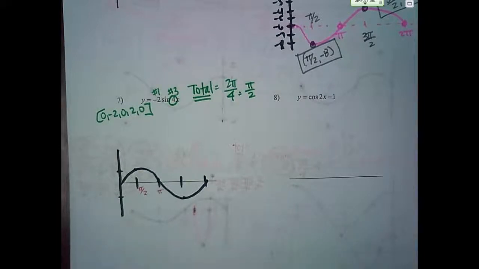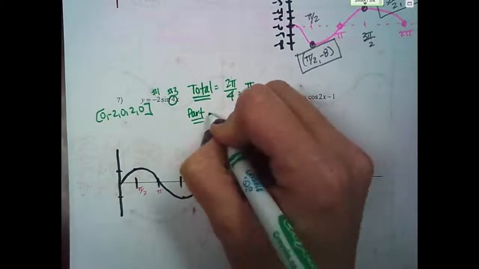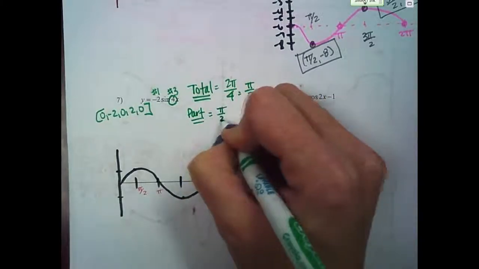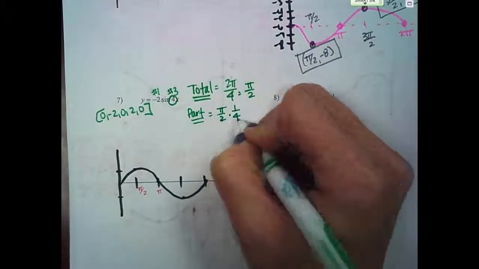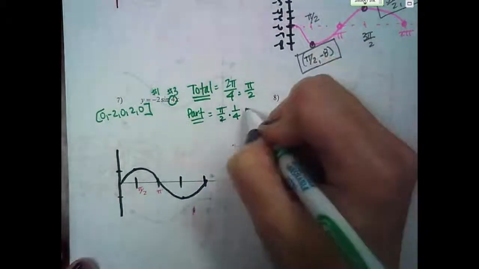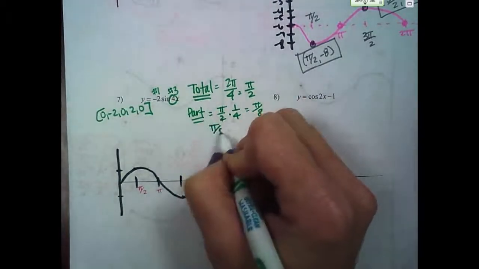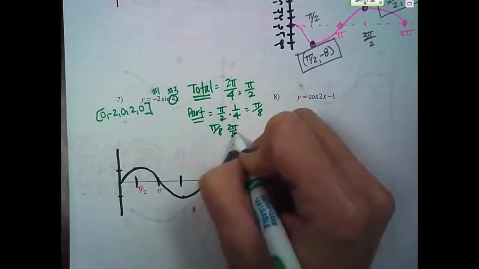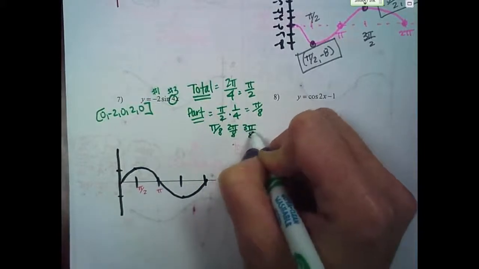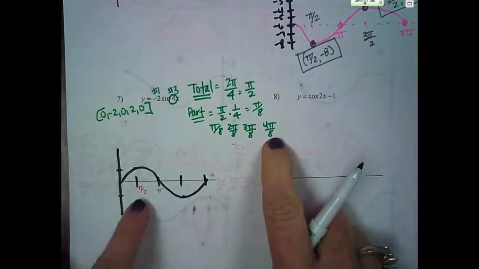Okay? How do I find the part now? Each part, I take pi over 2 and what do I multiply by? 1/4. I want to find fourths, remember? So I multiply straight across and you get pi over 8. So my parts would be pi over 8, 2 pi over 8, 3 pi over 8, and 4 pi over 8. You'll notice the last part is the same as the end.